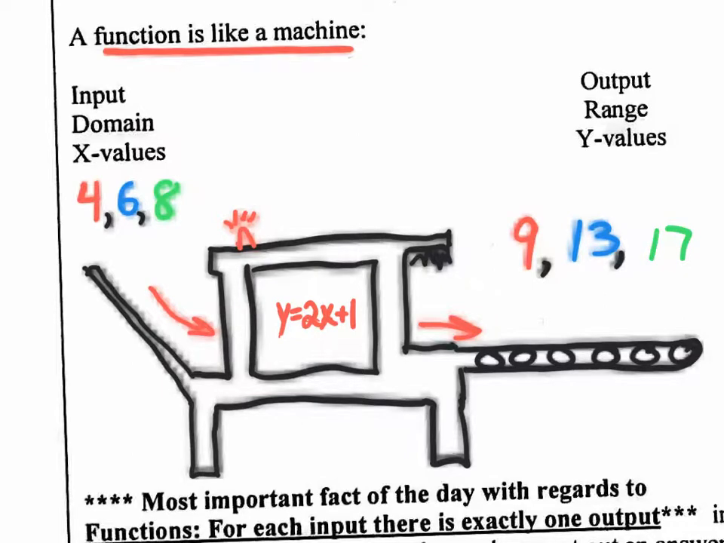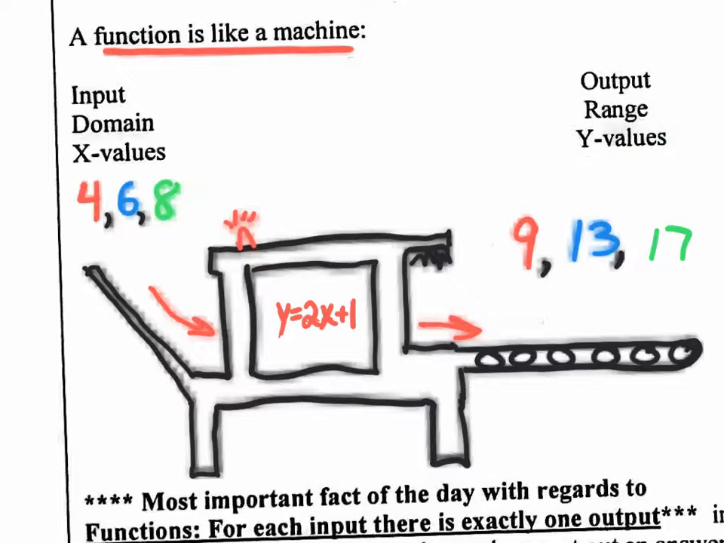Now, why would we call these numbers x values? Well, because we're plugging in the 4 into the x. We're plugging in the 6 into the x. We're plugging in the 8 into the x. And after we work it out, we have y equals whatever your answer is. So that's why these numbers out here are no longer called x values. They're now called y values. Does that make sense? Okay.